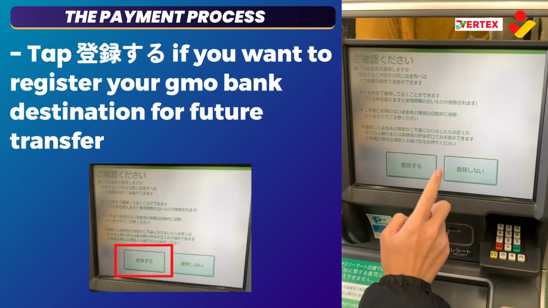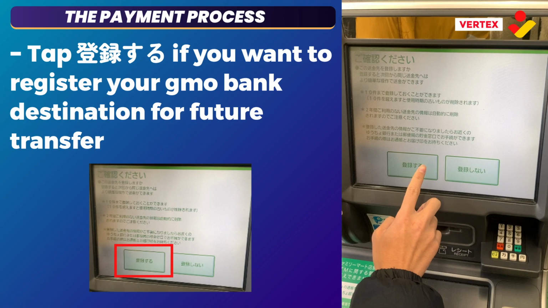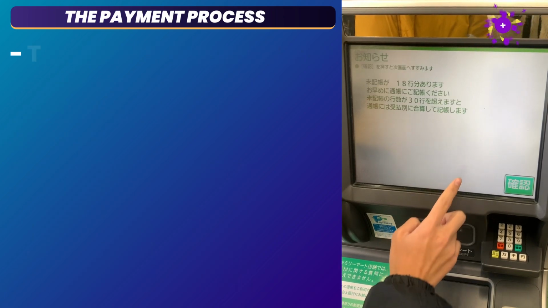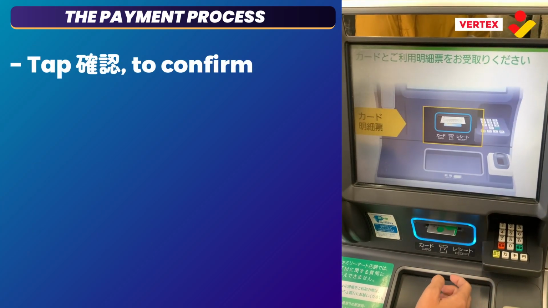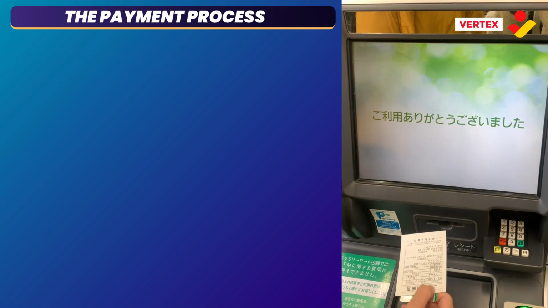Tap Toroku Suru if you want to register your GMO Bank destination for future transfer. Tap confirm. And done, keep the receipt as proof of payment.